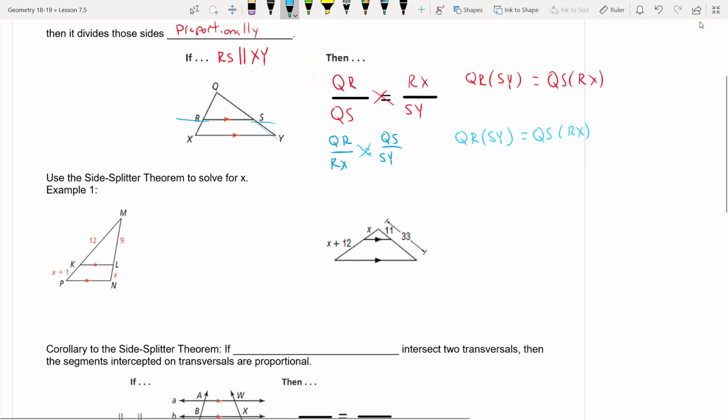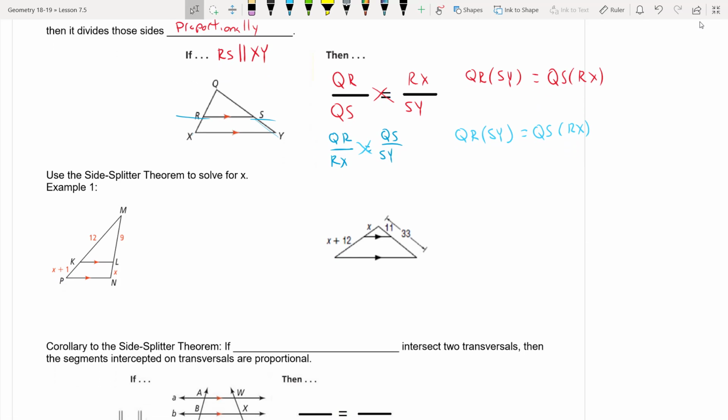So we're going to take a look at two examples of this. I'm going to do the first one with you, and then I'm going to let you do the second one. So in the first one, using the side splitter theorem, I've got my top 12 over my bottom x plus 1, and that equals my top 9 over my bottom x. And you literally could just draw in your proportion lines, and you've got it all set up already. And then you just have to cross multiply. So I've got 12x equals 9 times the quantity x plus 1, or 9x plus 9. I'm multiplying 9 times both of those. And then doing my algebra, I have 3x equals 9, so x equals 3.